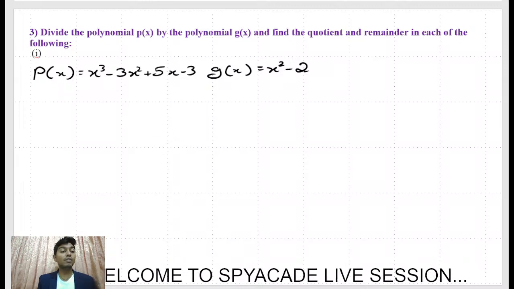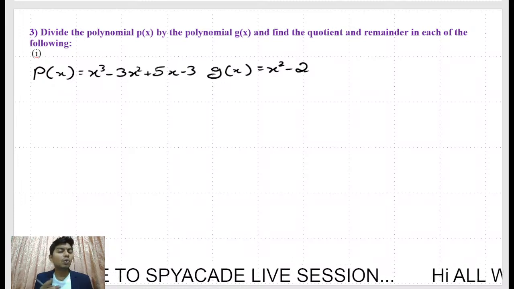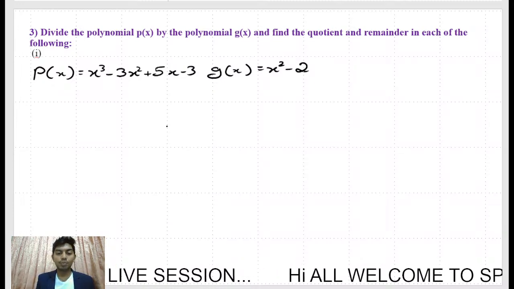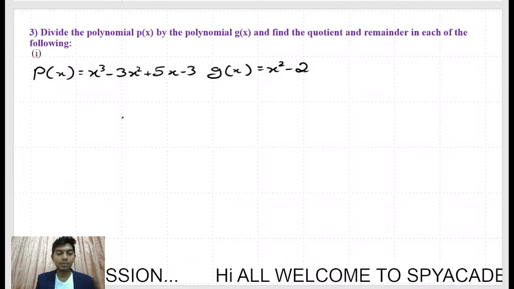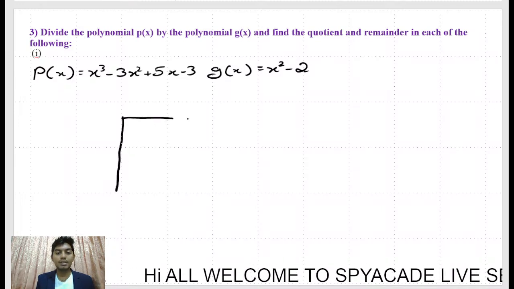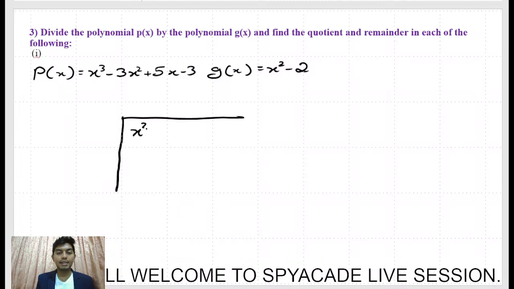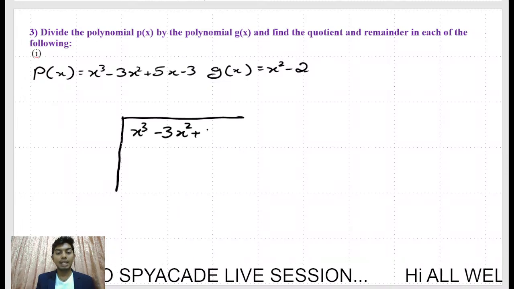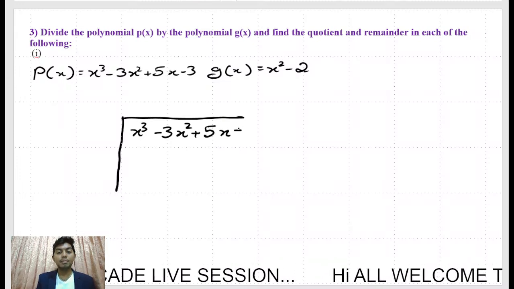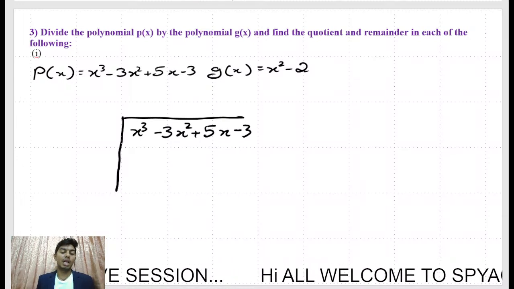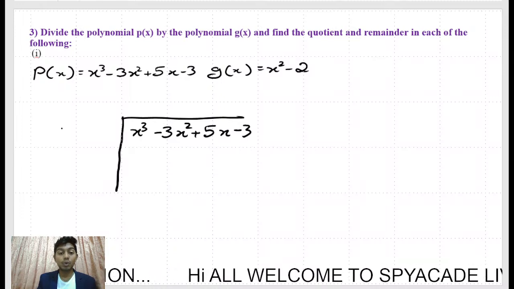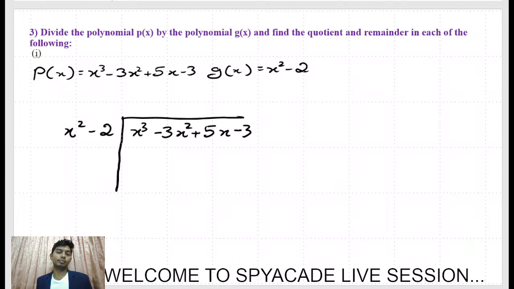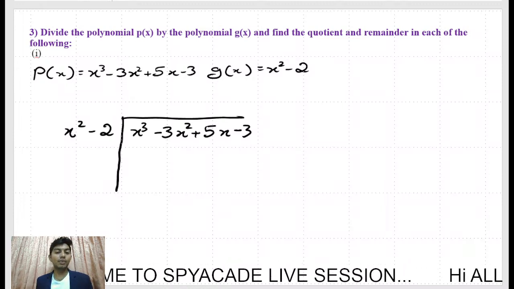I'm just going to give you just 3 steps. If you repeat those 3 steps, then you will be getting the answer. Please listen very carefully. I'm just solving this. So here it is: x cube minus 3x square plus 5x minus 3. And then we are just going to divide this polynomial with x square minus 2. Hope it is clear for everyone, right?